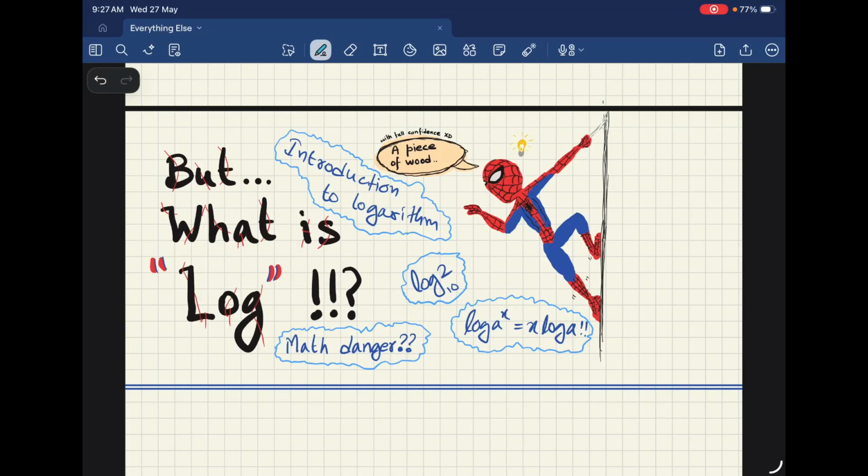Hello guys. Hello everyone. I hope you are not here to look at a piece of wood, because I'm not gonna show a piece of wood. Rather, I'll be teaching you the basics of logarithm. Alright? So let's just start.